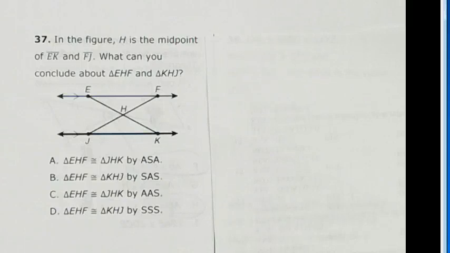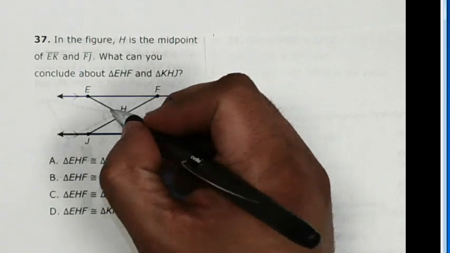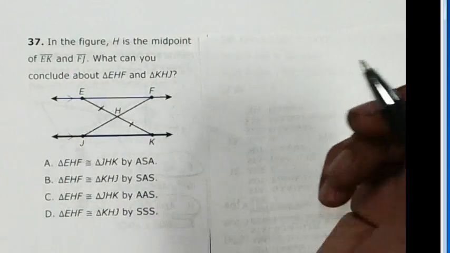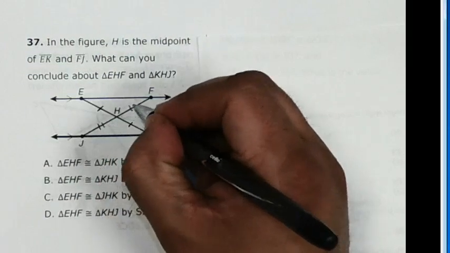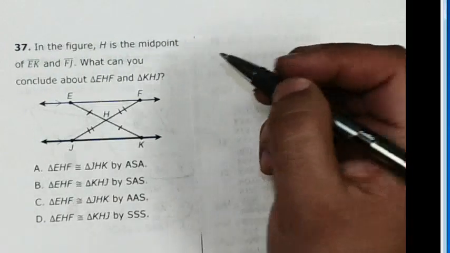All right, number 37 says in the figure, H is the midpoint of segment EK and segment FJ. What can you conclude about triangle EHF and triangle KHJ? Well, if H is the midpoint, that tells me that EH and HK are congruent. And I also know that JH and FH are congruent.